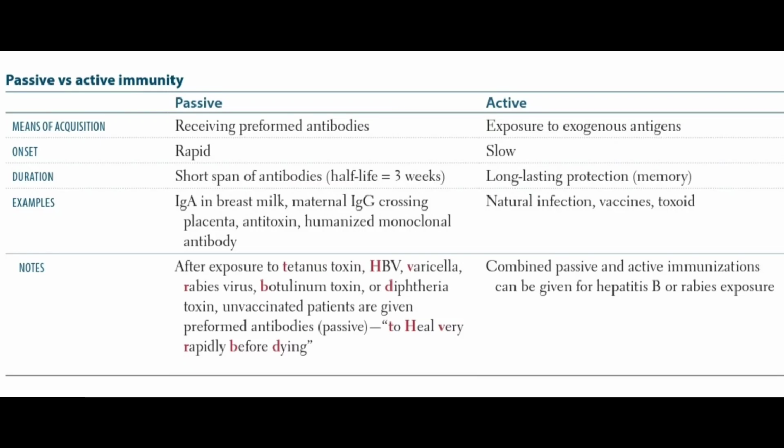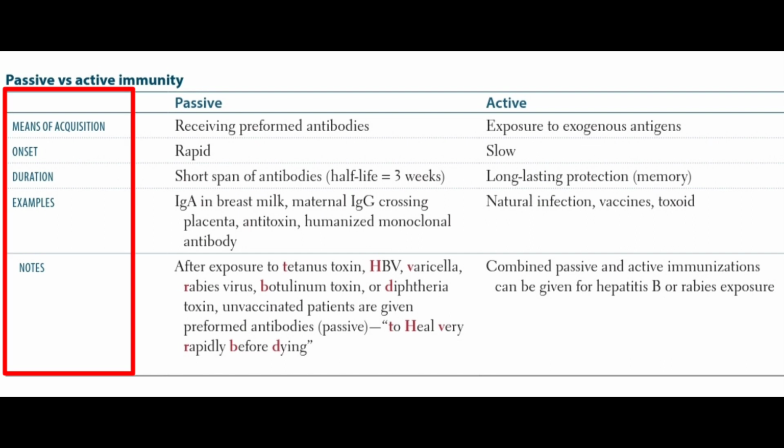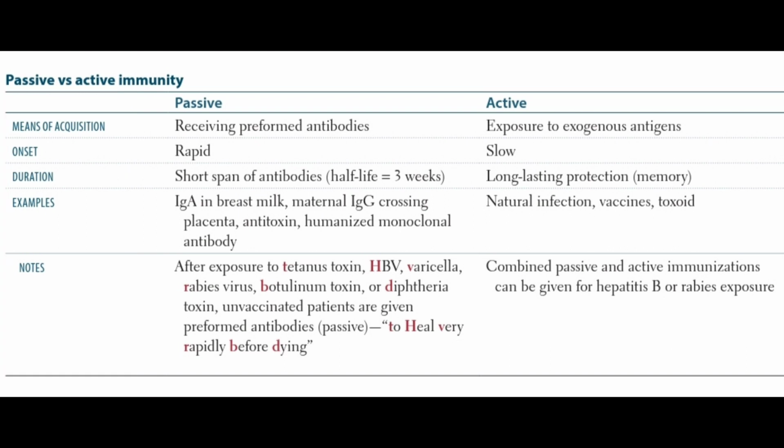Today in this video we'll talk about passive immunity and active immunity. This tabulation I have taken from the USMLE Step 1 First Aid book. We are discussing passive and active immunity under the headings of mechanism of acquisition, onset, and duration. We'll talk about various examples and also short notes about passive and active immunity.